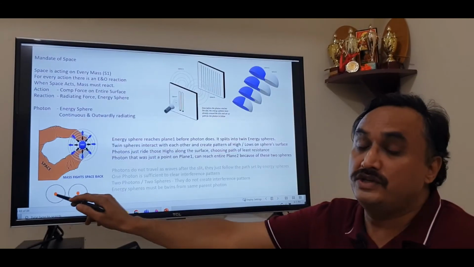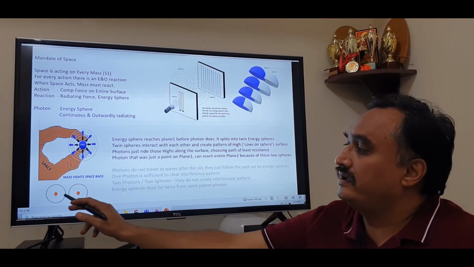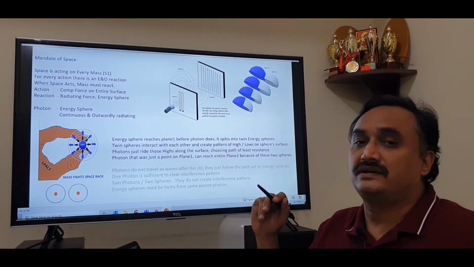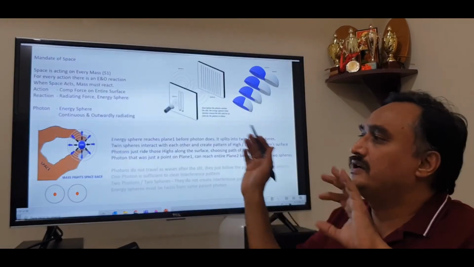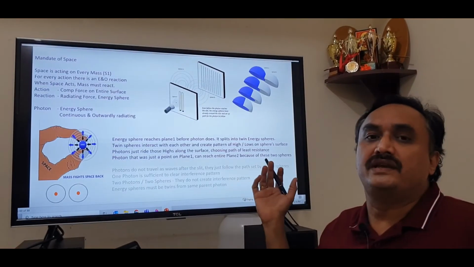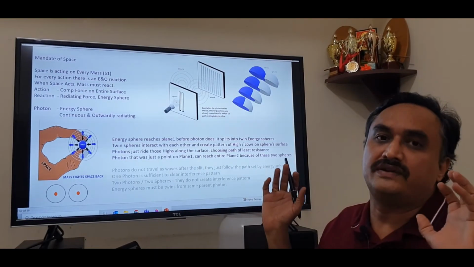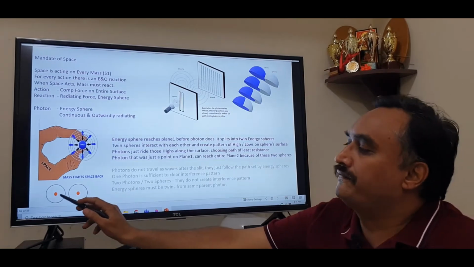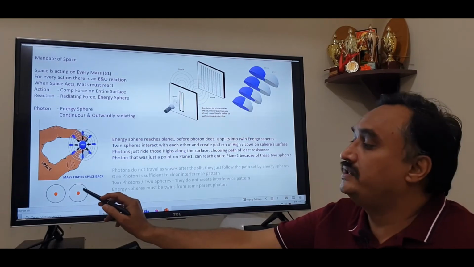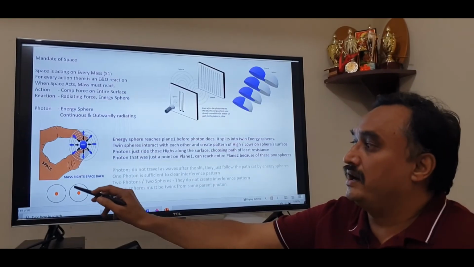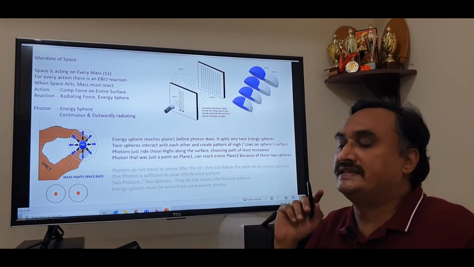Would these energies, each of them being acted upon by space, each with its own energy sphere, create an interference with each other? They would not. If at all they would interfere with each other, forget the slits, forget the two slit experiment. Wherever we look in this room, you would see interference patterns everywhere. The fact that you do not see those interference patterns shows that if the energy spheres are from two different parents, they do not interact with each other. But for these energy spheres to interact, the parent photon should be the same.